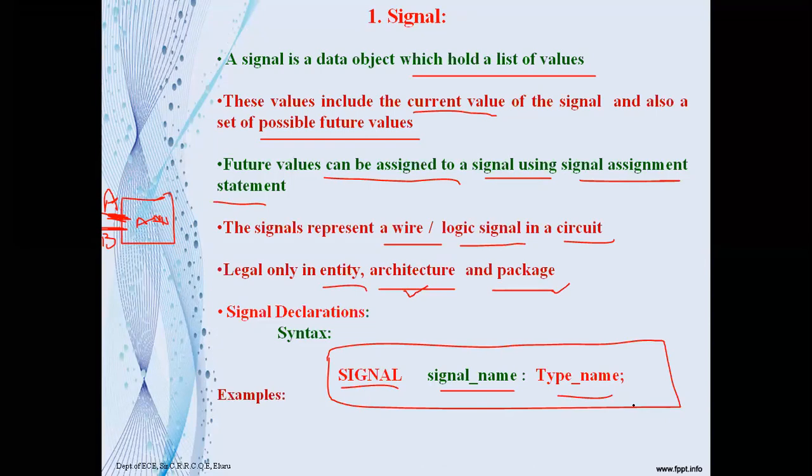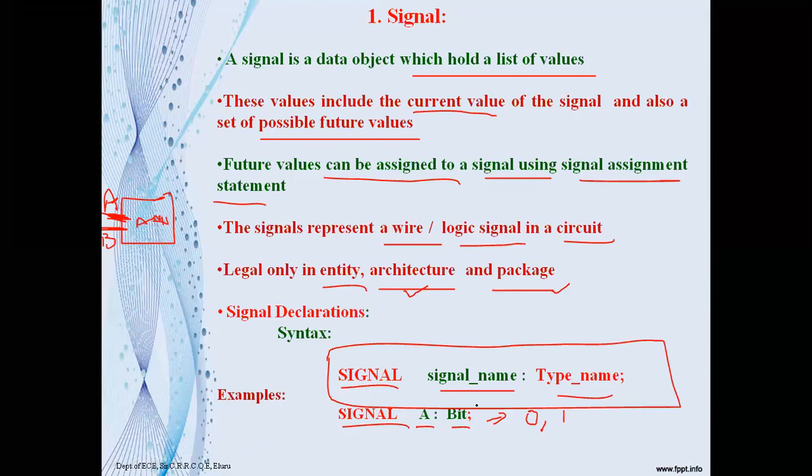Now see an example for these two. So first example: signal is a data object and the signal name is A. So it is a user identifier. The user can assign this name. And what is the type of the signal here? The type of the signal is bit, which means that the value may be 0 or 1. It has only two values. So these are the legal values for the bit type.